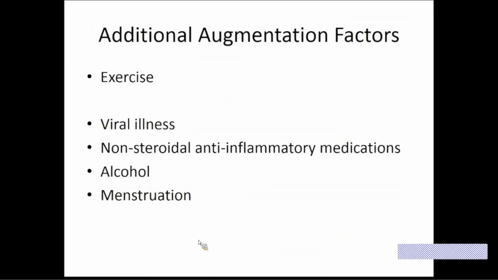There are other augmentation factors that might make you react to a food that you're eating at other times without a problem, or if you're already known to be allergic to it, might make the reaction worse. And this includes not just exercise, but viral illnesses. So you're getting sick and then suddenly you're reacting to something you weren't reacting to before. Use of nonsteroidal anti-inflammatories probably brings the protein more quickly into the bloodstream. Alcohol, same thing. And for reasons we're not exactly sure of, menstruation also. And that usually only affects women.